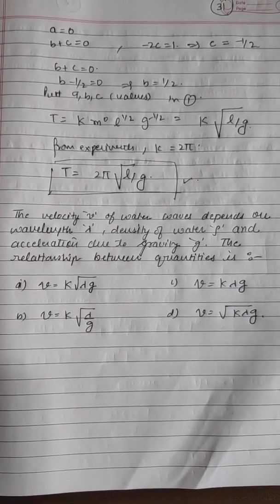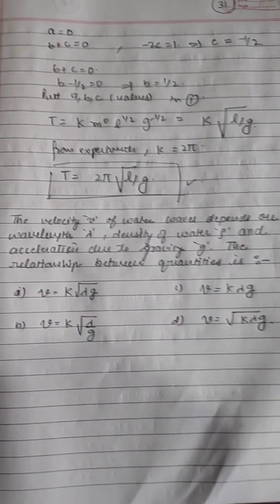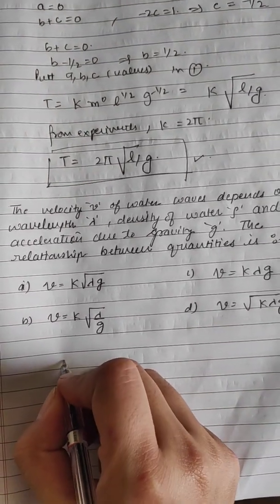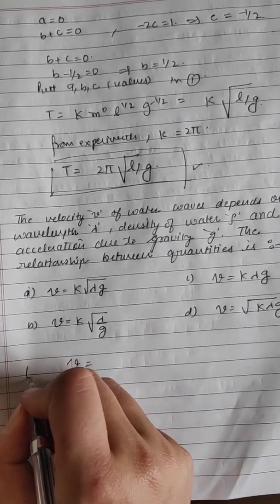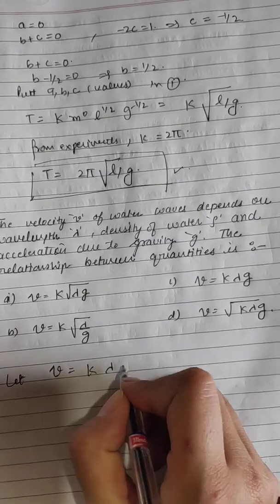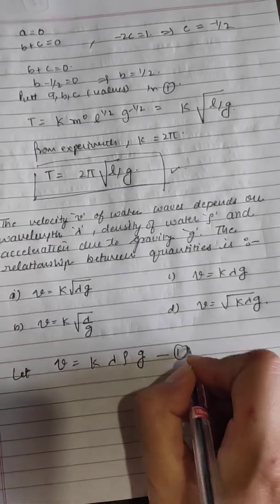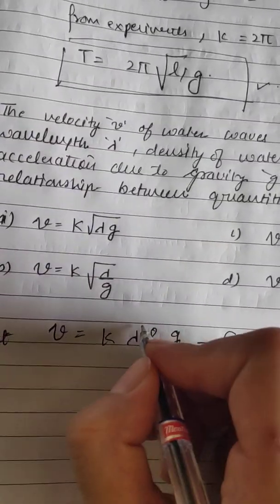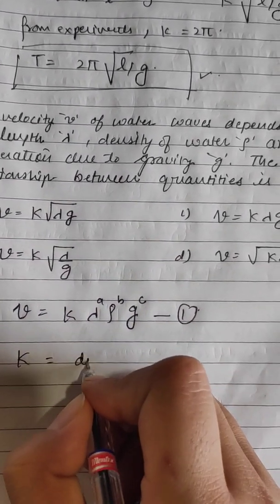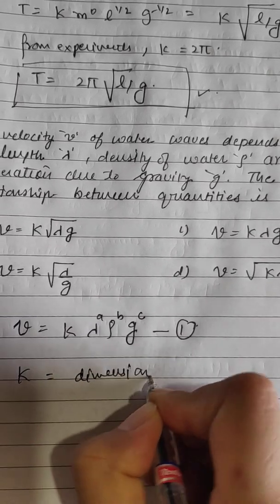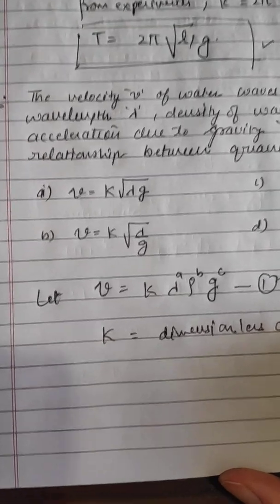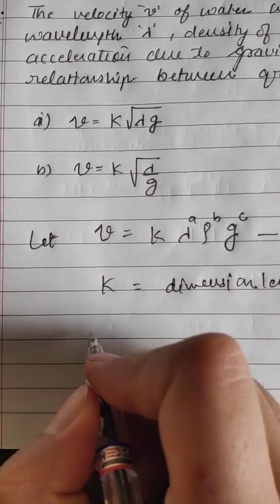So what is given? That V is directly proportional to lambda, rho and g. So how can we write? K is our dimensionless constant. V is, we have written, let V equal K lambda rho g, and give it number 1. We don't know the powers, so I will write a, b, c at the top. Now what is K? It is a dimensionless constant.